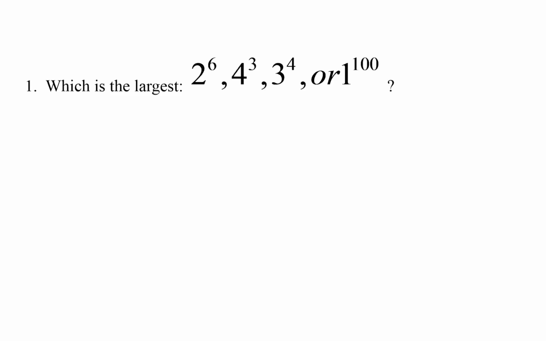Alright, so this video is taking up some of the questions in the diagnostic. So for this first question here, remember that it's not just how big the base is, it's also how many times the power or the base gets repeated. And so 2 to the 6 is 64, and 4 to the 3 is actually also 64. 3 to the 4 is 81, and 1 to the 100 is 1. So be careful with that. Remember, it's 1 times 1 times 1 repeated 100 times. So the largest would be 3 to the 4.